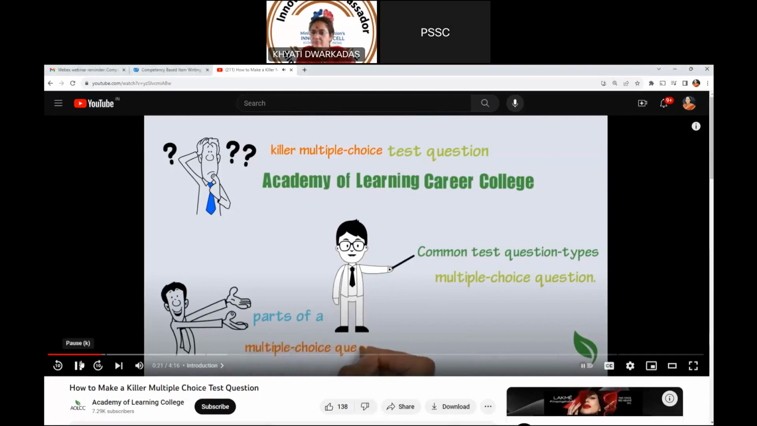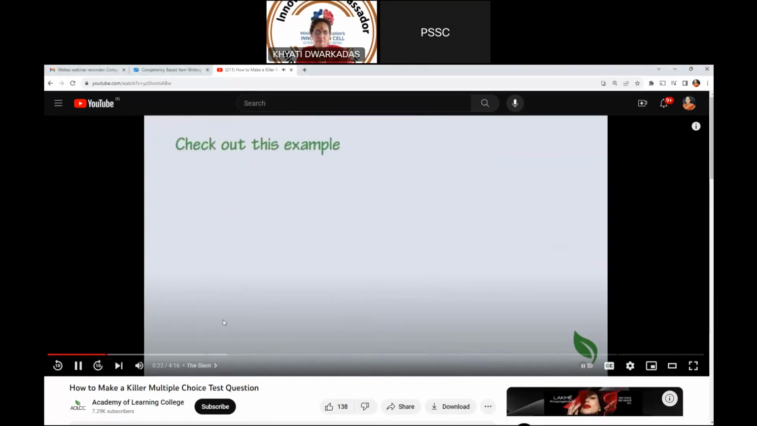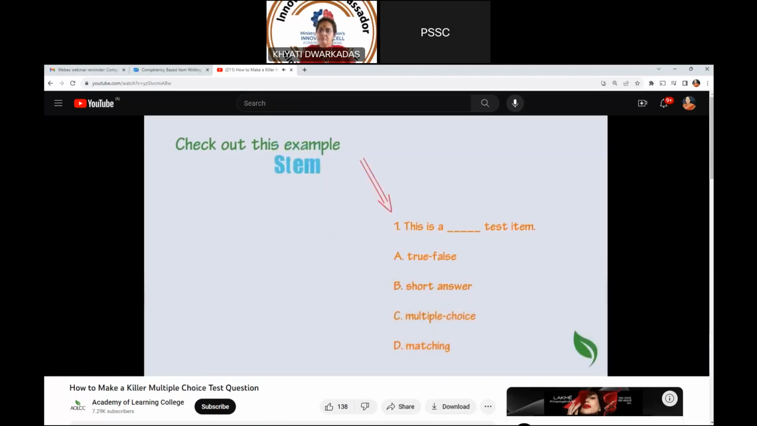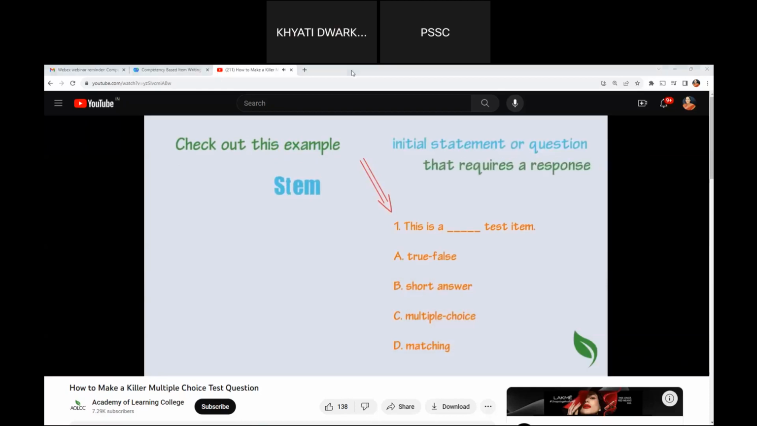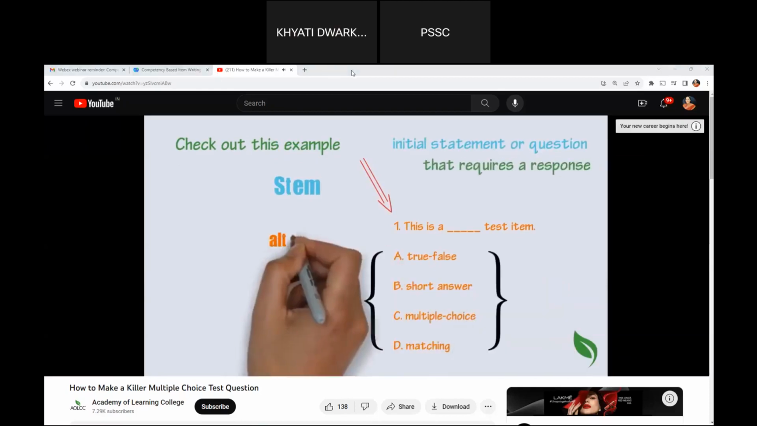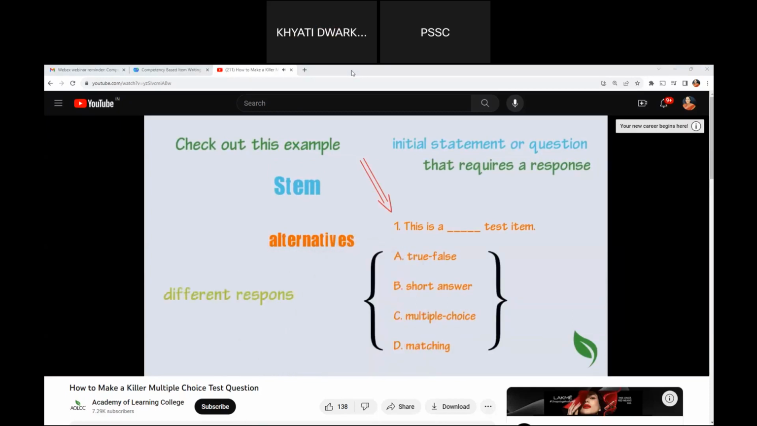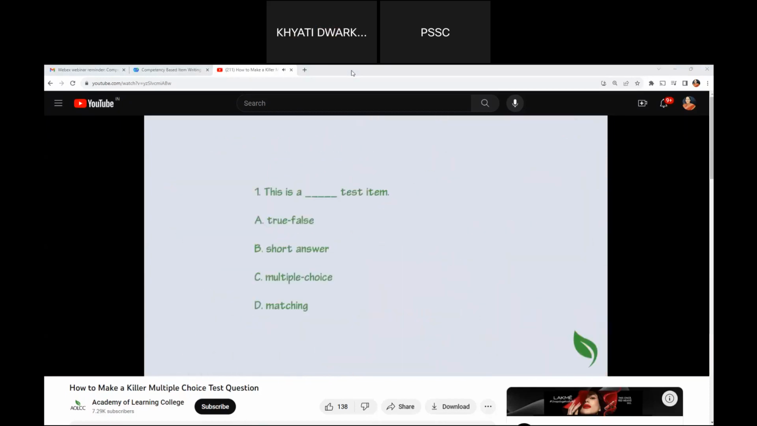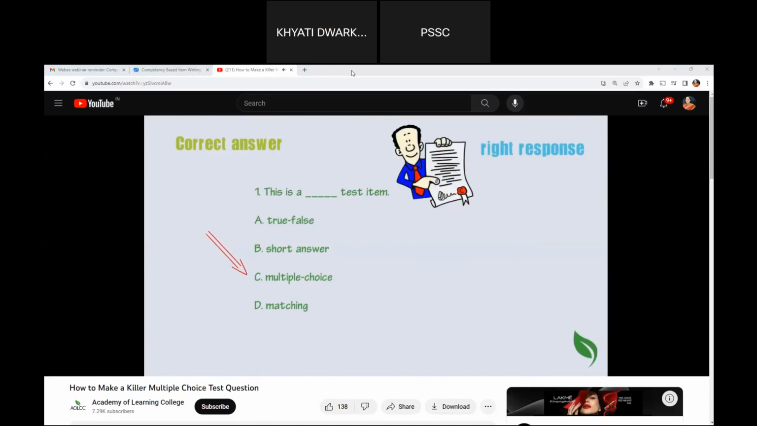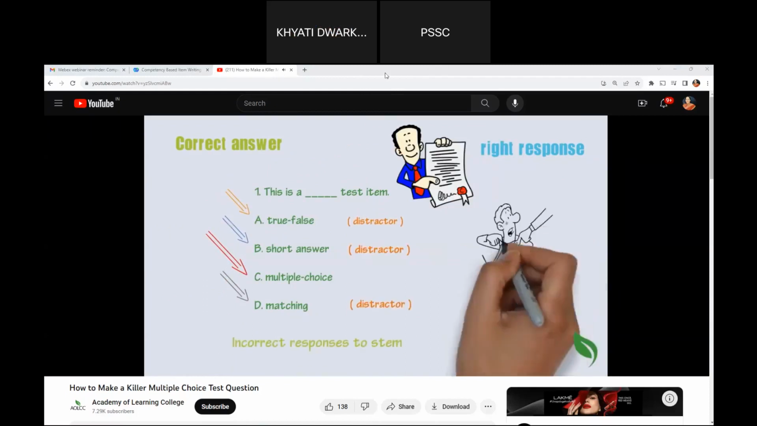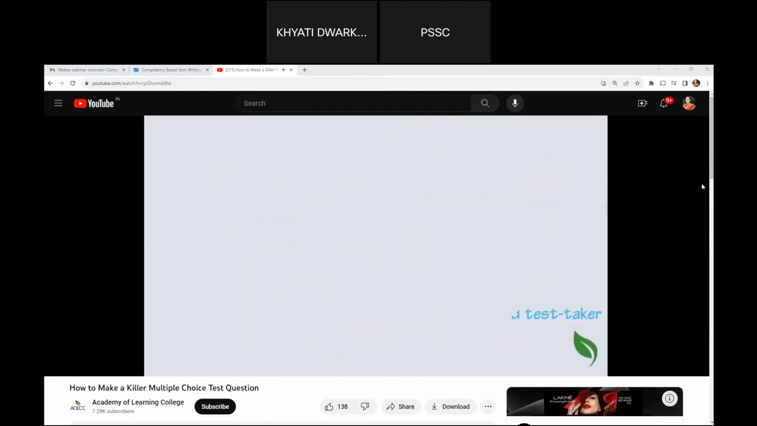Parts of a multiple choice question. Check out this example. This is called the stem. It's the initial statement or question that requires a response. These are called alternatives. They are the different response options to the stem. One of the alternatives is the correct answer. It's the right response to the stem. While the rest are called distractors. They are incorrect responses to the stem and serve to throw off the unprepared test taker.